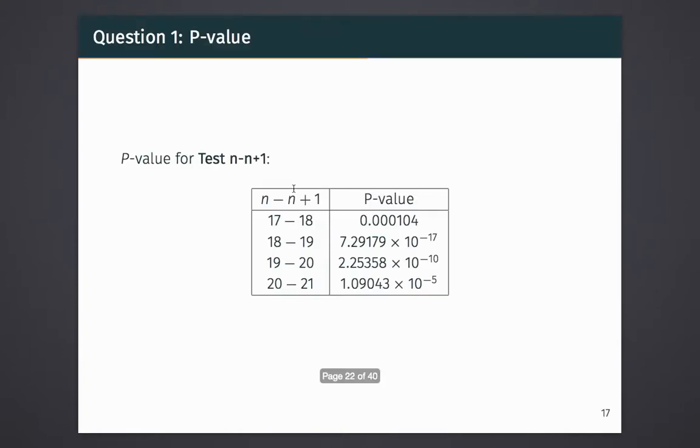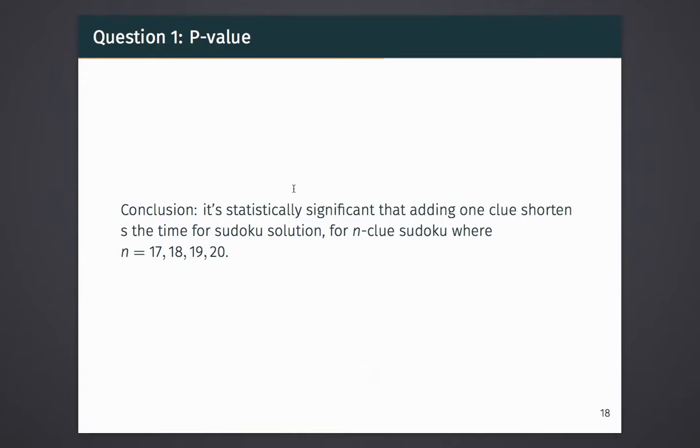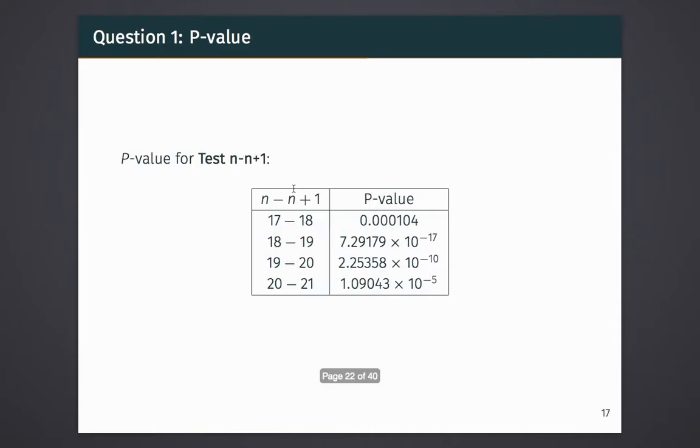So we implemented our experiments and got the following results. For question 1, we get the following table for the p-value about the test n to n plus 1. This p-value shows that it is statistically very significant that adding one clue will shorten the time for Sudoku solution, since we see that the p-values are much smaller than the usually used 0.005.